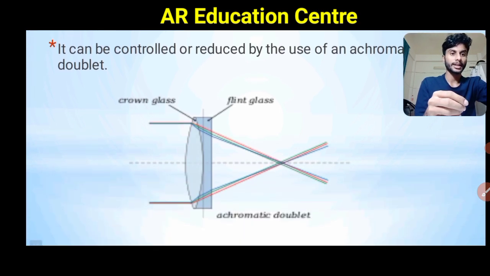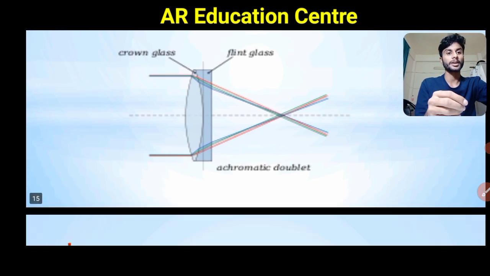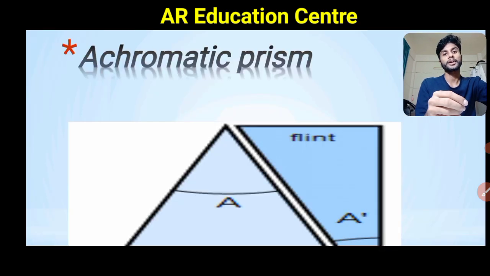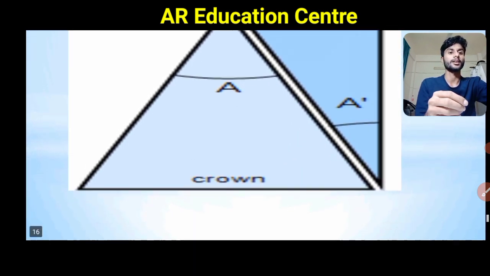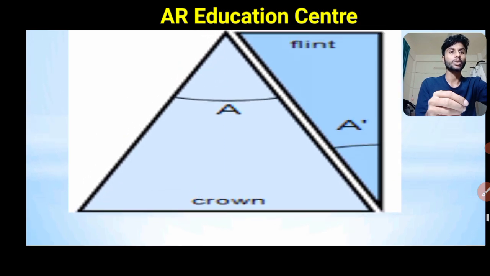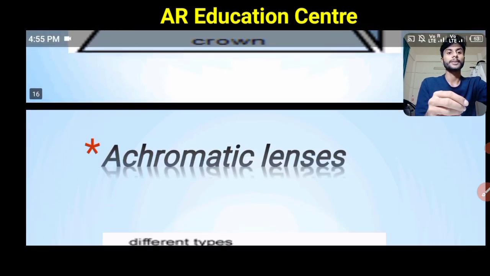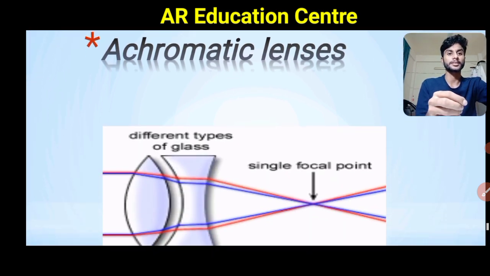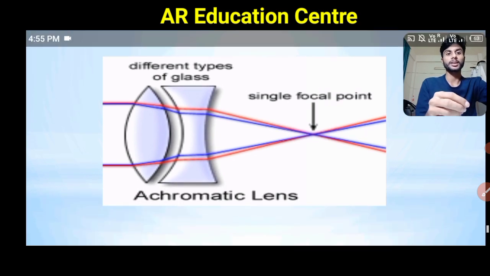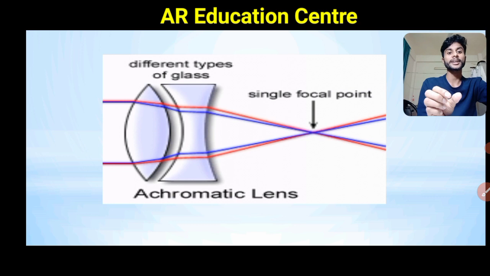This is an example of an achromatic doublet, where crown glass and flint glass together form the achromatic doublet. With the help of an achromatic prism also. An achromatic prism consists of two prisms, one is crown and another is flint. With the help of an achromatic lens also we can remove chromatic aberration. Different types of glass. This one is an achromatic lens. One is a convex and another is a concave lens.